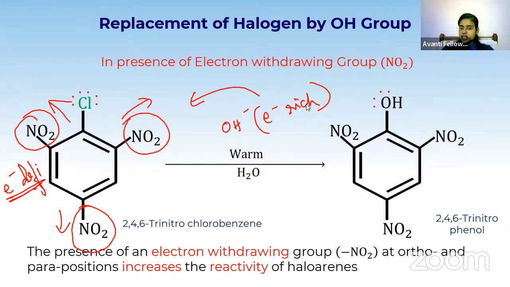Clear, electron deficient can react with electron rich very fast. So we are making the ring electron deficient by introducing the NO2. This is how we are increasing the reactivity of haloarenes. Is it clear? Are you all able to understand how the Cl is getting replaced by OH?